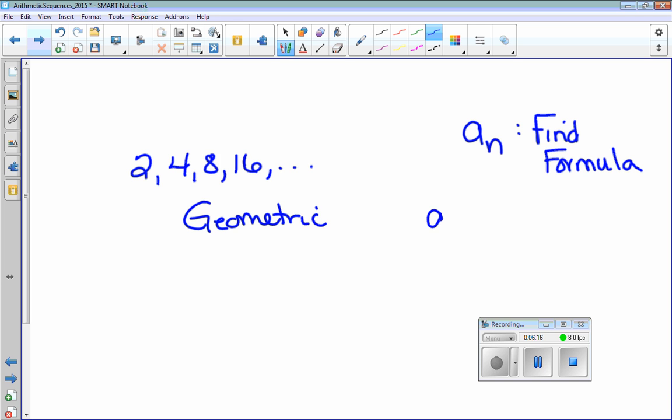What if it had A sub n minus 1? What does that n minus 1 mean, if it's a little subscript down there?